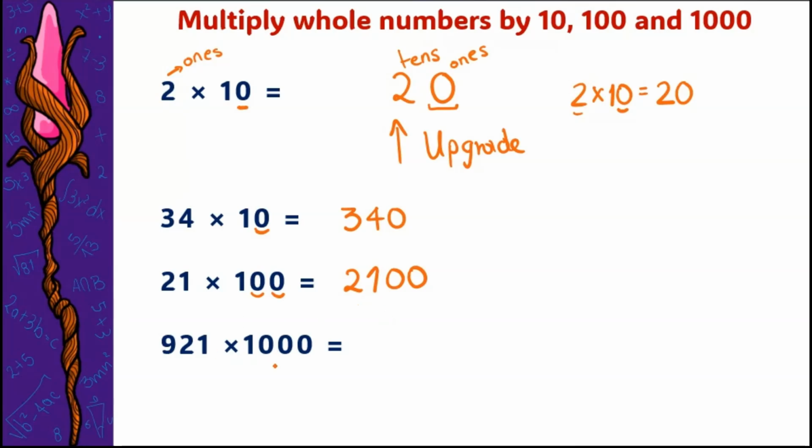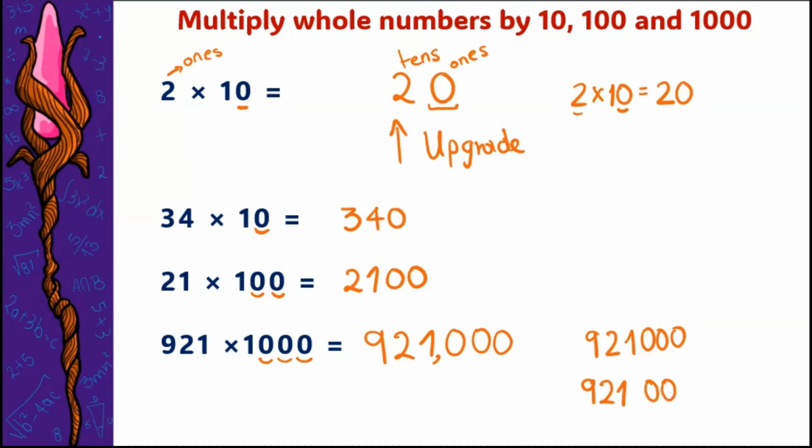When we multiply by 1000, that means we need to add 3 zeros. So we write again the same number, and we add as many zeros as the multiplication has. So 921 thousands. Remember, the comma for thousands is optional. You can just write it like 921000, or sometimes you can also see it with a little space, 921 000, and that's also correct.